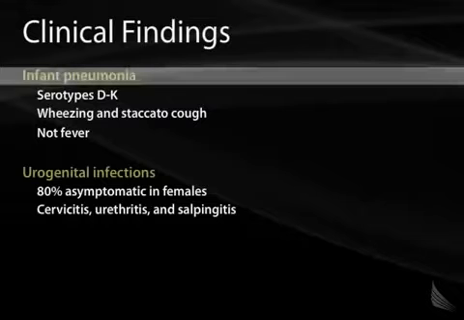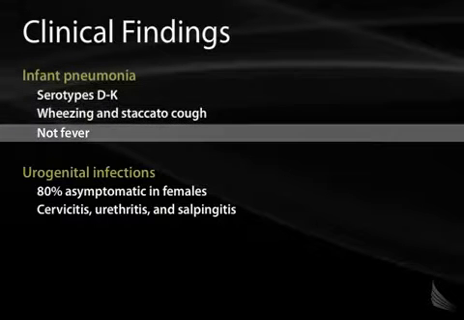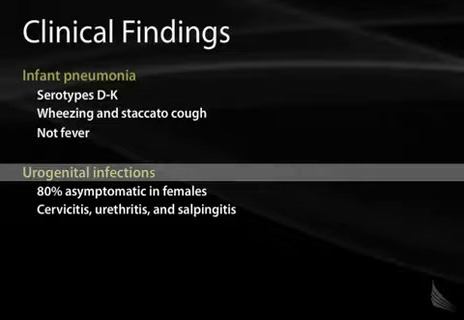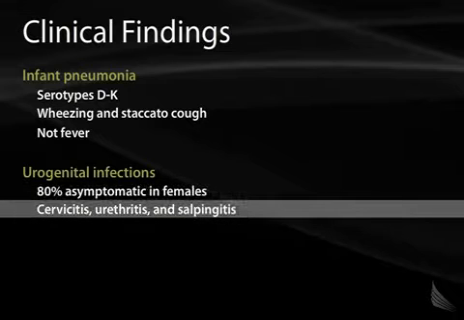Chlamydia is an important cause of infantile pneumonia, serotypes D through K. You get wheezing and a staccato cough, but no fever. You'll also see chlamydia as a cause of urogenital infections. 80% are asymptomatic in females. You get cervicitis, urethritis, and salpingitis. In fact, it's the number one cause of urethritis.